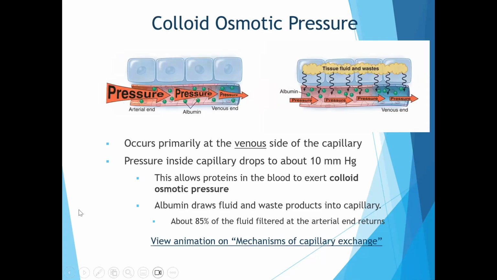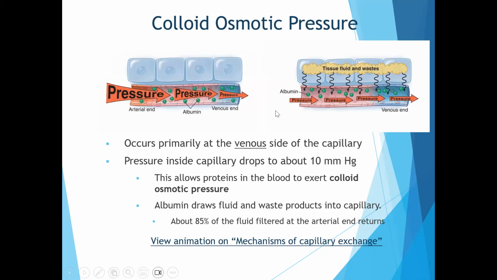Okay, one last one here. We have colloid osmotic pressure, and then this is going to be on the venous side of our capillaries. So we have a relatively large drop down to 10 millimeters of mercury from the 30 on this end. So proteins in our blood can then exert colloid osmotic pressure because of this pressure drop. So albumin, that's the primary protein that you'll find in our bloodstream. It's going to draw fluid and waste products into the capillaries.